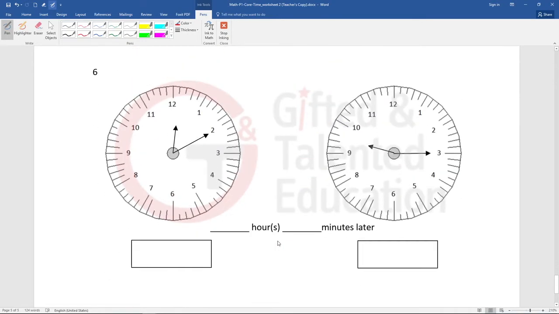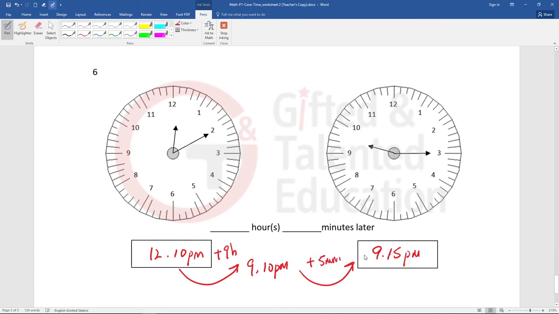Question 6. The time on the left clock is 12:10, while the time on the right clock is 9:15. We can assume this to be 12:10 p.m. and this to be 9:15 p.m. So 9 hours later, it would be 9:10 p.m. and we still need another 5 minutes to give us 9:15 p.m. So the total time would be 9 hours and 5 minutes.